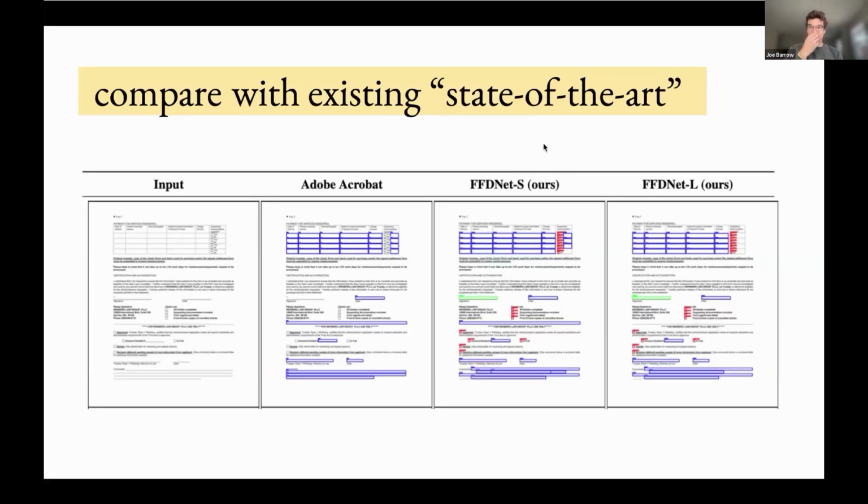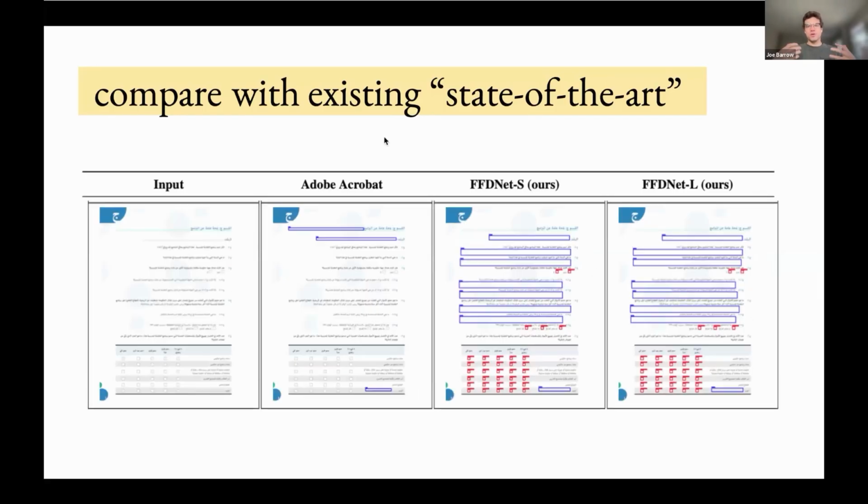We can also see we're not over-predicting fields. There's a table here with a bunch of checkboxes, and we're not saying there should be some fillable text here like Acrobat does. We are getting signature fields here, very exciting. But as we go through these examples, again, the difference in quality is just very clear.